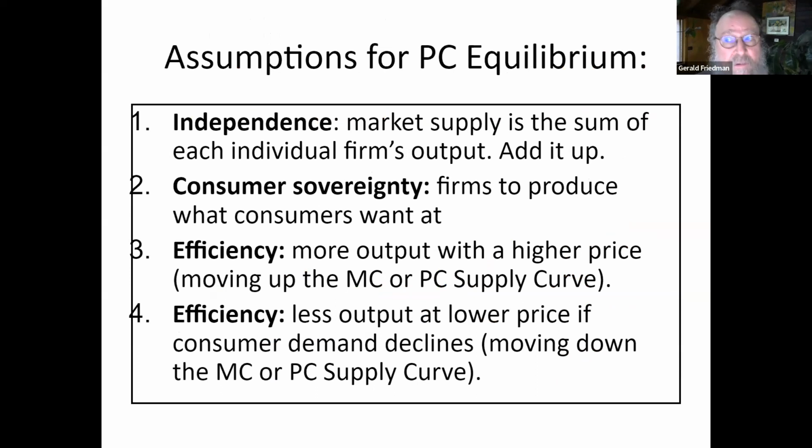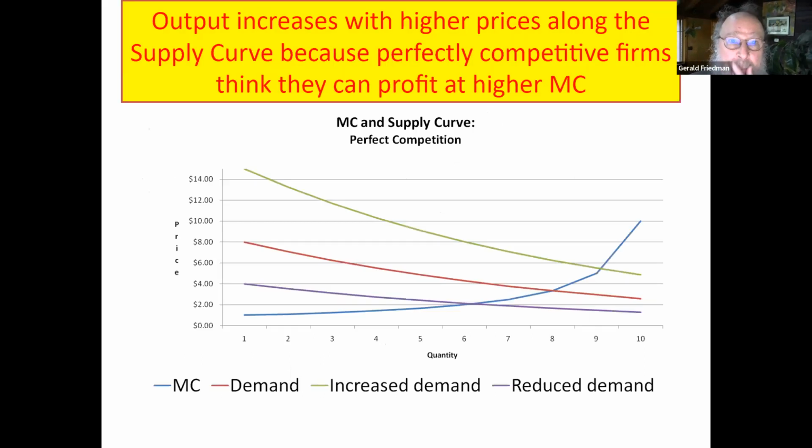Now, the assumptions that the orthodox model makes in saying that businesses will operate according to a fixed price, where they ignore everything else. In terms of independence, market supply, it gives you consumer sovereignty. Firms produce what consumers want. Efficiency: more output with a higher price, less output at a lower price. It's a wonderful thing. Perfect competitive equilibrium is wonderful.